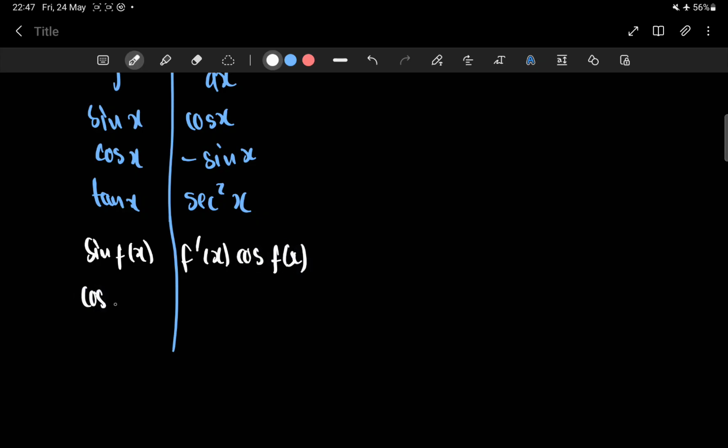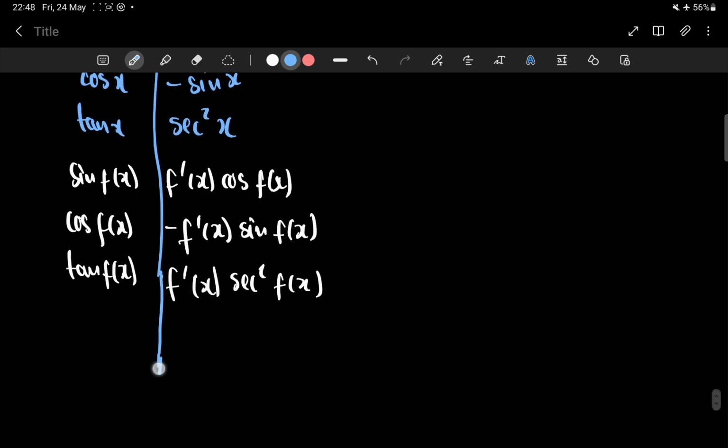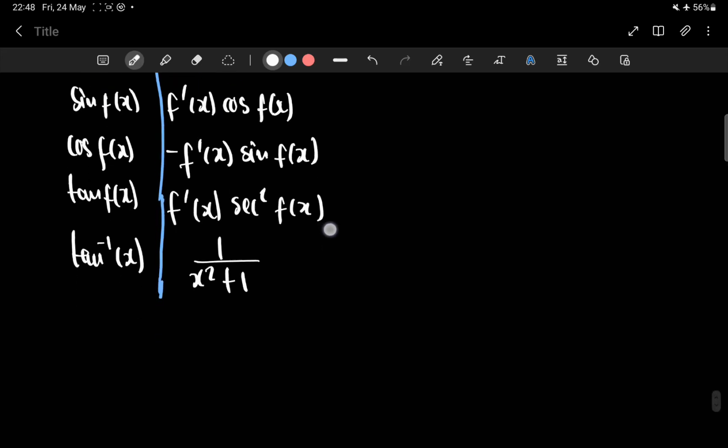Then for cos of f of x, it is negative f dash x, negative f dash x, then sine f of x. Then tan f of x would be f dash x times secant squared f of x. Then we do the last one. Great, number 7. So what is it going to be? Tan inverse of x is going to be 1 over x squared plus 1.